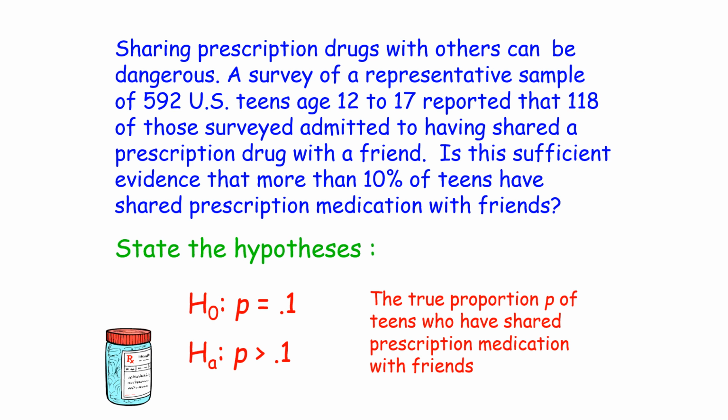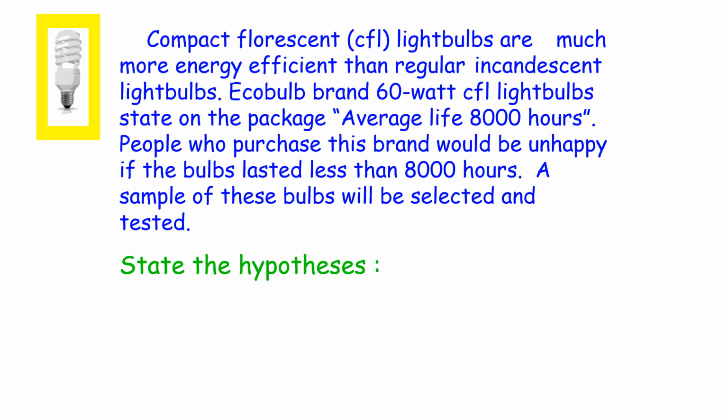Let's take a look at another. Compact fluorescent, or CFL light bulbs, are much more energy efficient than regular incandescent light bulbs. EcoBulb brand 60-watt CFL light bulbs state on the package, average life 8,000 hours. People who purchase this brand will be unhappy if the bulbs lasted less than 8,000 hours. A sample of these bulbs will be selected and tested.